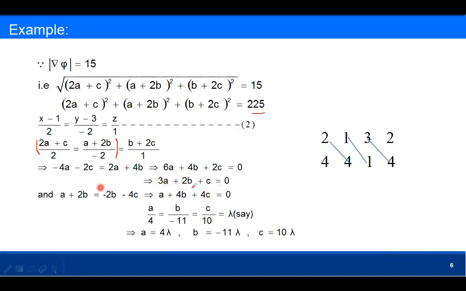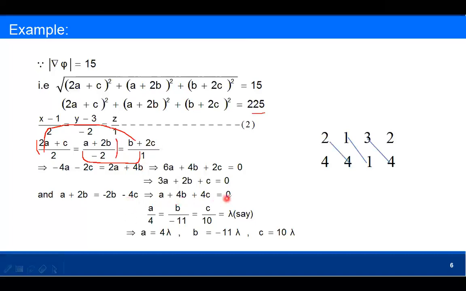Similarly, you have to take any remaining two, that means either these two or these two. Now I will consider these two. So that is (a plus 2b) by minus 2 equal to (b plus 2c) by 1. So multiply this, a into 1, a plus 2b equal to b into minus 2, minus 2b minus 4c. So simplify this, a plus 4b plus 4c equal to 0.